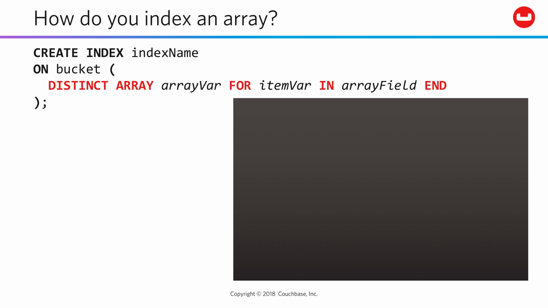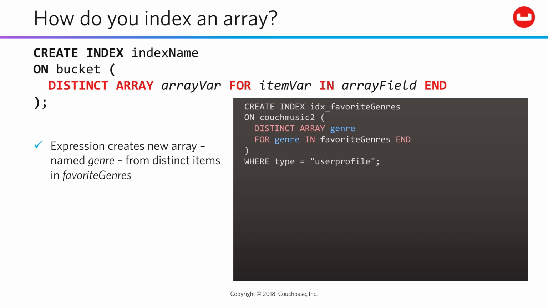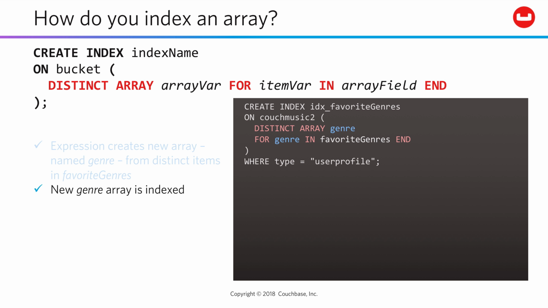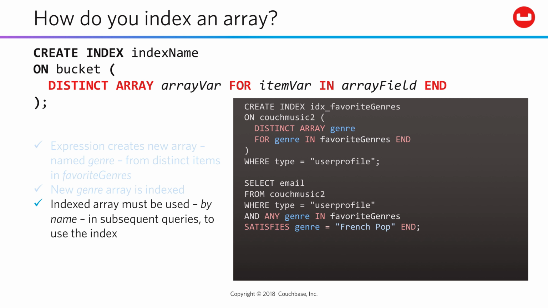Naturally, if you embed a significant amount of data within documents, you'll likely want that data indexed. You do so by writing a subquery to select distinct instances of each value in this array across all selected documents as part of creating the index. An index, named for the iteration variable, in this case genre, is created for these distinct values. This index can be used in subsequent queries by using the same iteration variable name.